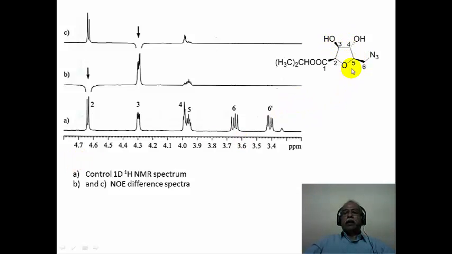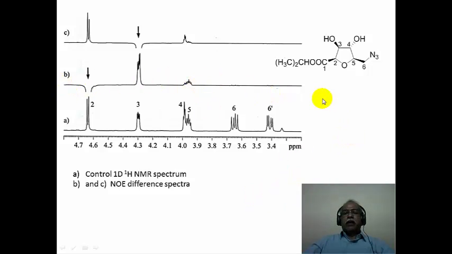Now, if you look at hydrogen number 2, it comes at the highest delta value because it corresponds to a hydrogen on the carbon bearing an oxygen as well as a carbonyl functional group. This is an ester functional group, and this is around 4.65 ppm or so. And the second trace is actually a difference NOE spectrum.